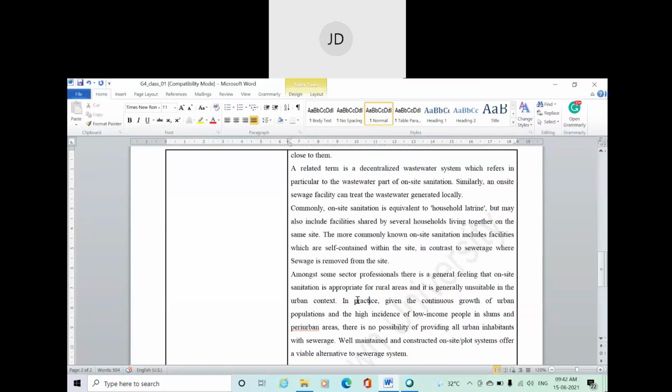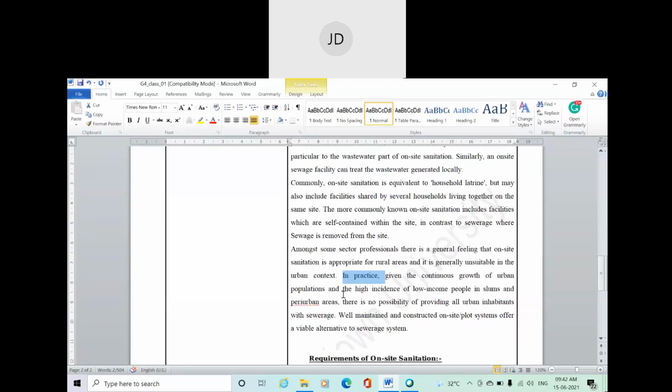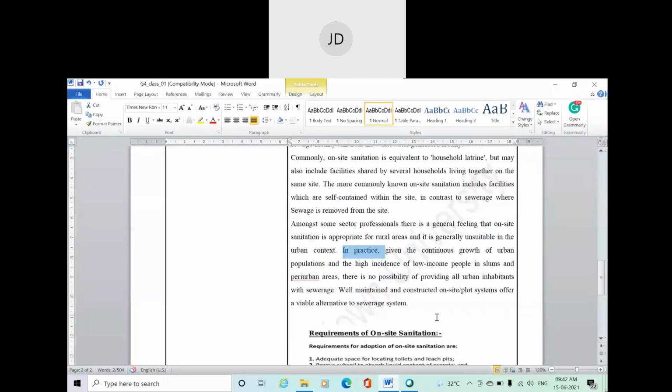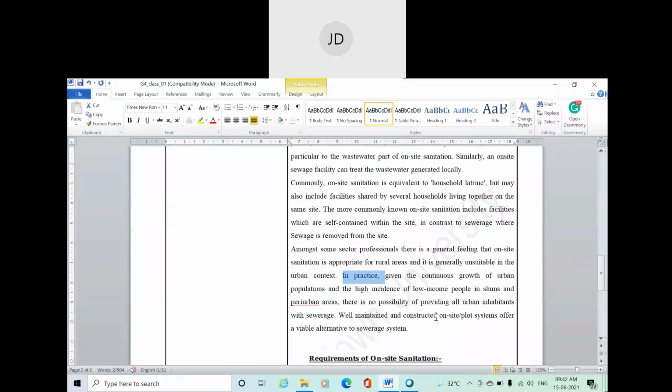In practice, given the continuous growth of urban population and the high incidence of low income people in slums and peri-urban areas, there is no possibility of providing all urban inhabitants with sewers. Well maintained and constructed on-site plot systems offer a valuable alternative to sewer systems. So basically, nowadays on-site sanitation is more appreciated. Fine.